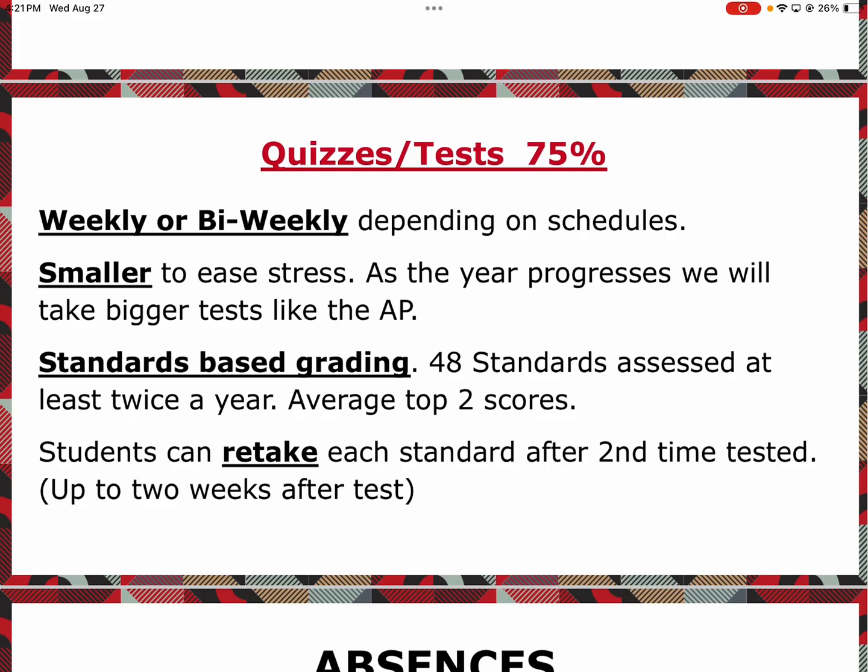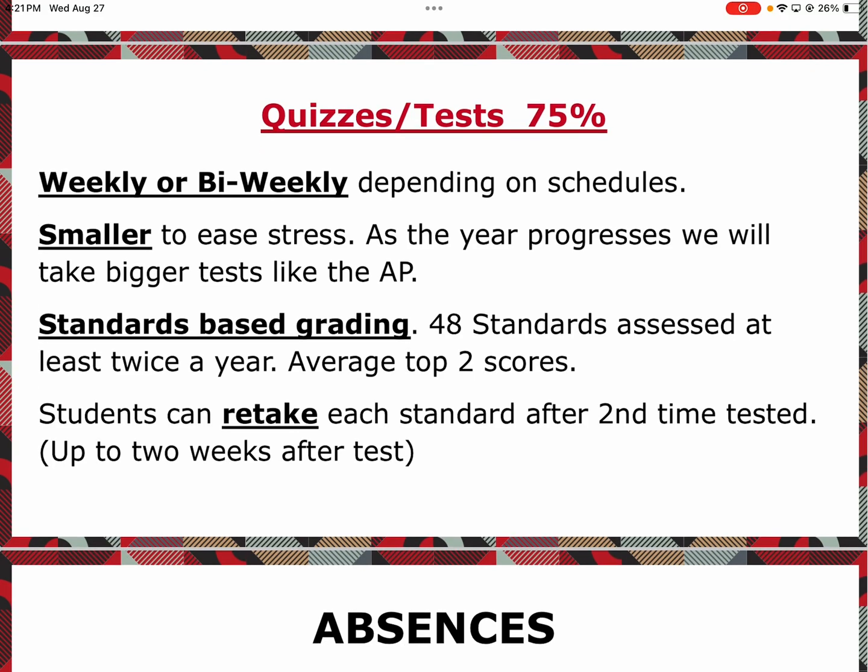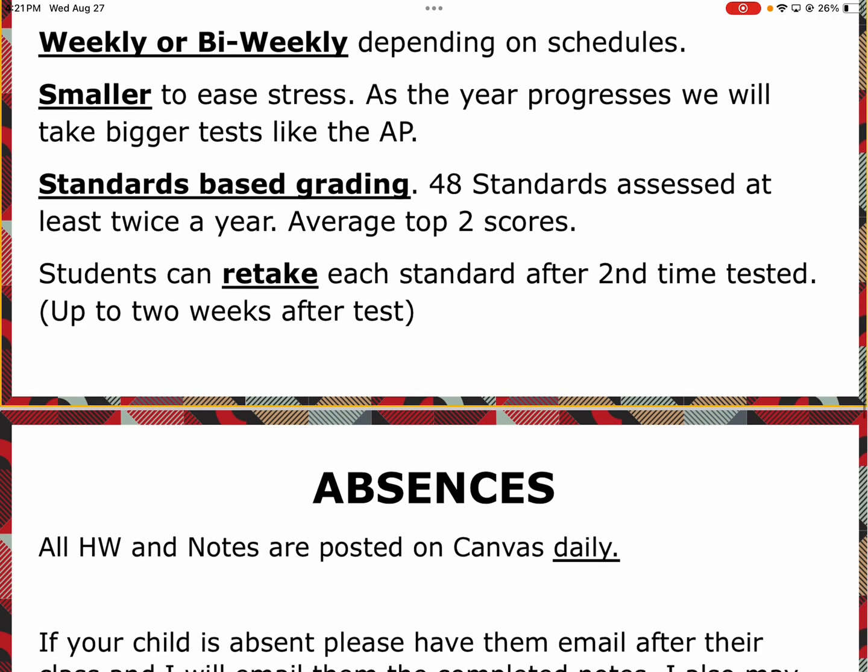I'm going to grade it. We have 48 standards that we have to go through. I'm going to grade all of those 48 standards throughout the year. We're going to have at least 2 of those standards graded throughout the year. I'm going to average those together and then give them a grade for each one of those standards. Then average all 48 of those together to give them a final grade. Students can retake each standard one time after the second time is tested, and we'll go from there.